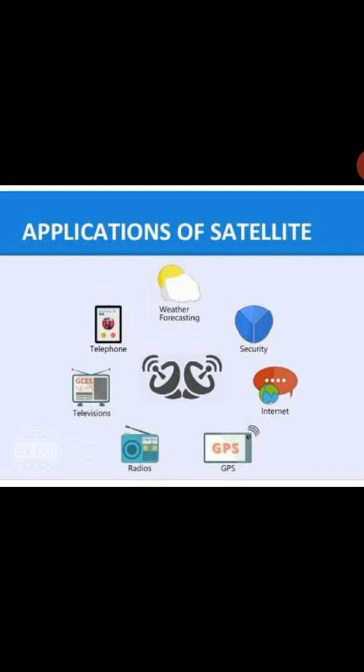They are used for security purposes. That means messages, especially military messages, are sent through these satellites. Then the internet signals, the data signal required for internet, also take place through satellites. It is also used for GPS, that is Global Positioning System. Here in Global Positioning System, you can track any location of a person through this system.